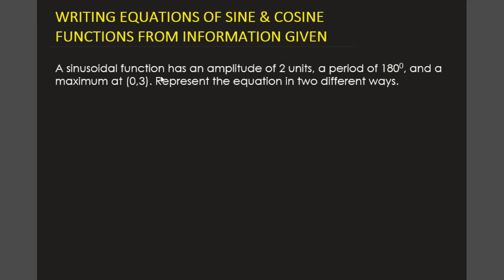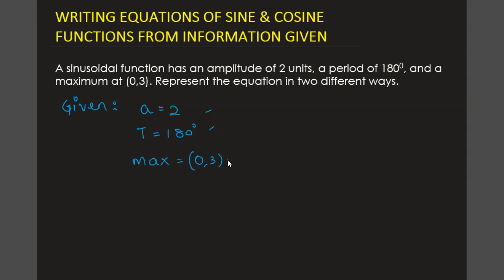A sinusoidal function has an amplitude of 2 units, a period of 180 degrees, and a maximum at (0, 3). Represent the equation in two different ways. So they want us to write down the equation in two different ways. We'll first write down what is given to us: amplitude is 2, time period is 180 degrees. We see a max point at (0, 3).